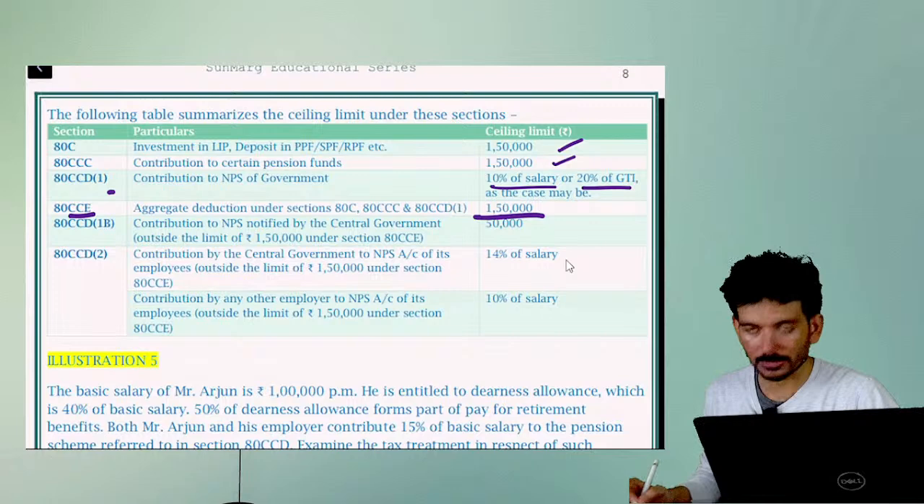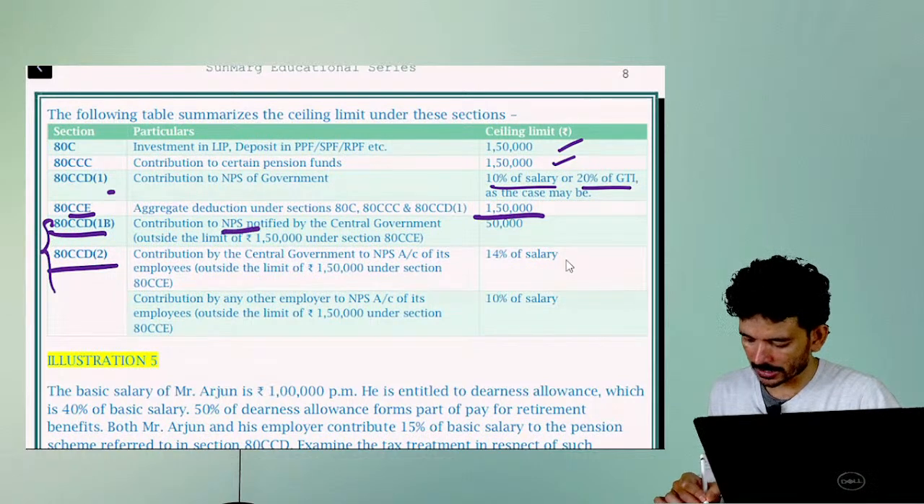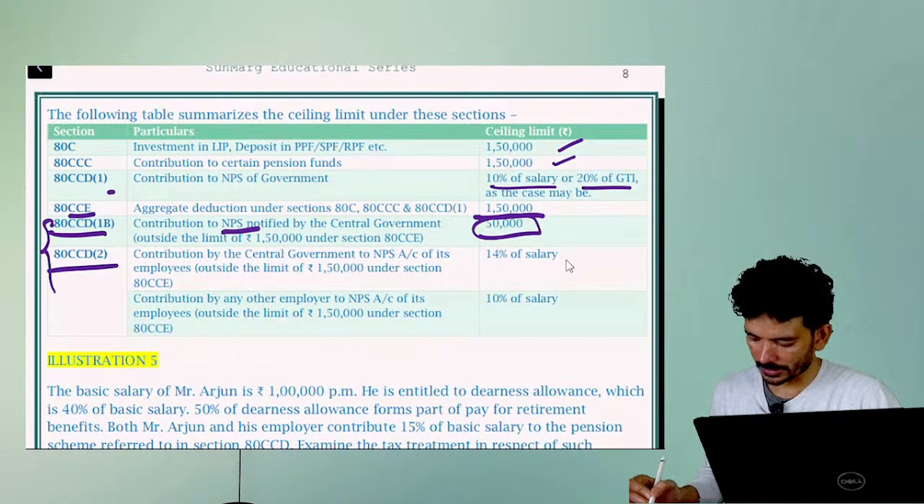In 80CCE, all three should not exceed 1.5 lakh. 80CCD(1B) and 80CCD(2), these two are outside the scope. In the National Pension Scheme, you can claim 50,000 extra.